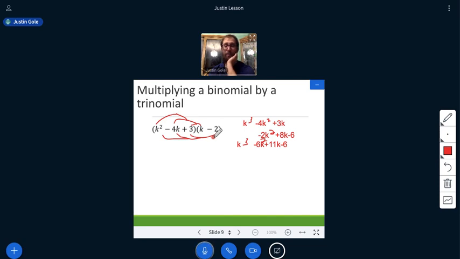Once again, when we have a binomial by trinomial, it's a little messy, right? It's a little more work. We still multiply every term by every term. k gets multiplied by everything on the other side. Negative 2 gets multiplied by everything on the other side. And our final answer would be right here. So hopefully that's what you guys got.